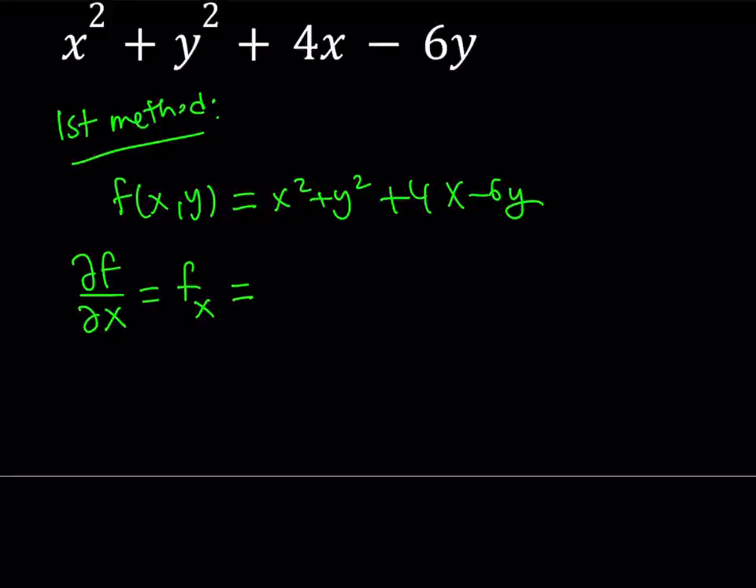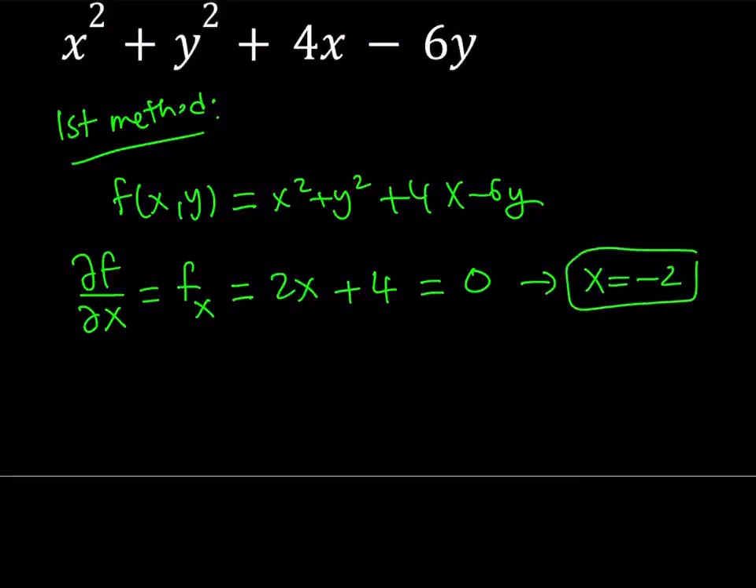The derivative of x squared is 2x. The derivative of y squared is 0 because y squared is a constant if y is a constant. The derivative of 4x is 4, and the derivative of minus 6y is also 0. Great. That is the first derivative. I'm going to set the partial derivative with respect to x to 0, and from here I'm getting an x value, so let me record that. X equals negative 2.